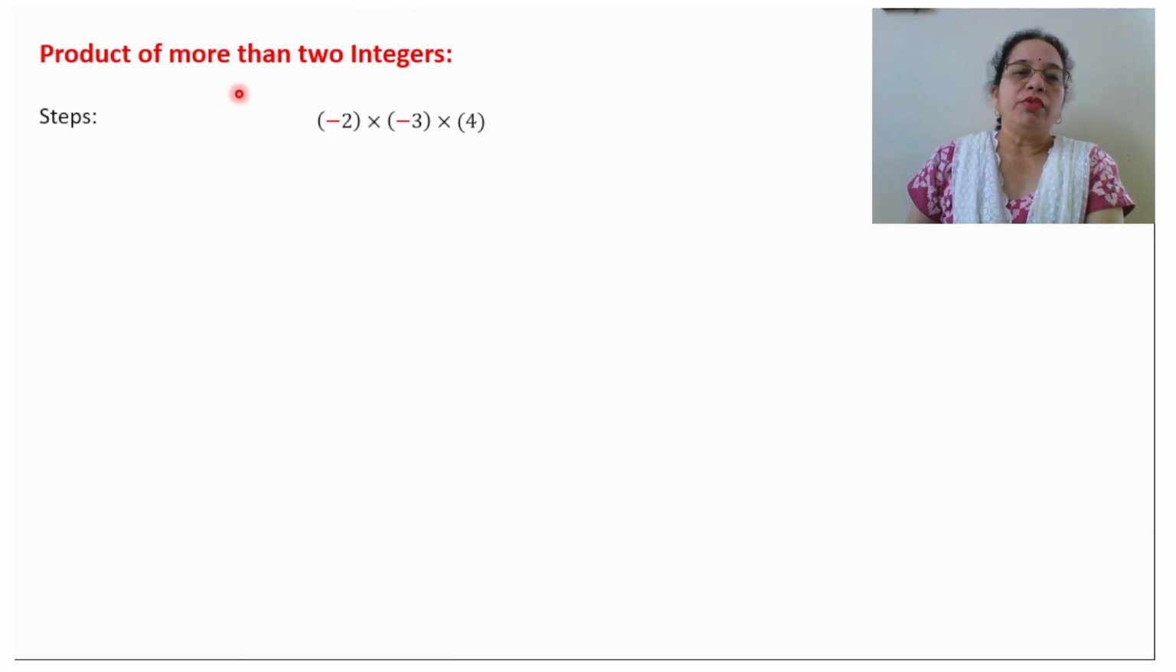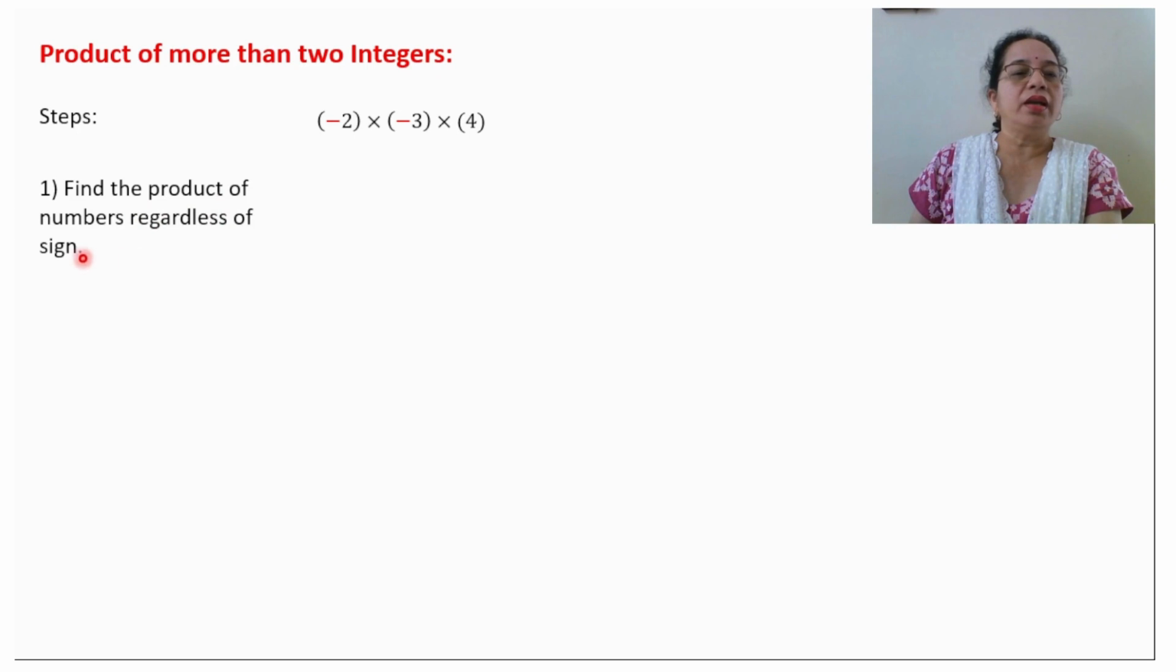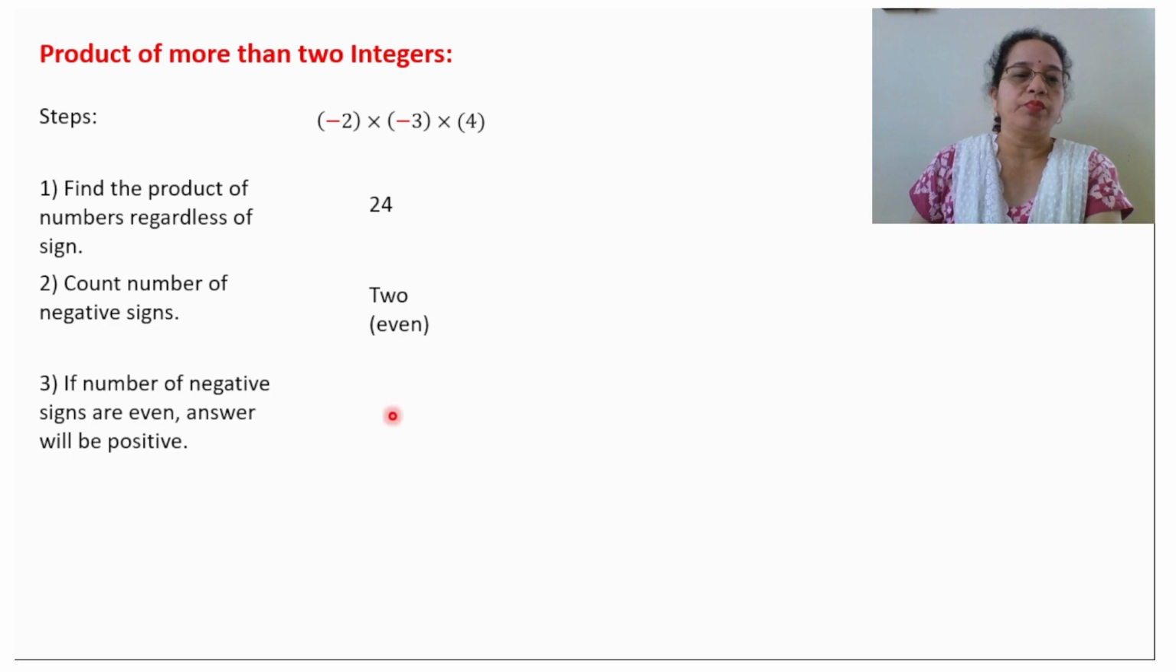Now we will multiply the integers. If more than two integers are there, then how to do? The steps are same. The first one, find the product of number regardless of sign. So 2 3s are 6, 6 4s are 24. Again we count total number of negative sign. Here your total number of negative signs are 2. 2 is an even number. It means answer will be positive.